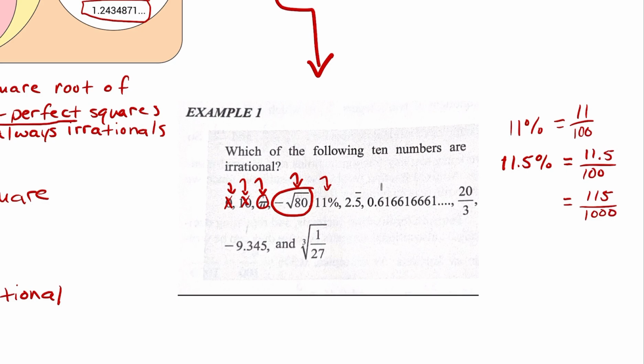And no matter how many times I have to multiply it by 10 to get the decimal out of there, it's still going to be a fraction. So then it must be rational, not irrational. All right, so I'm going to mark that one out.